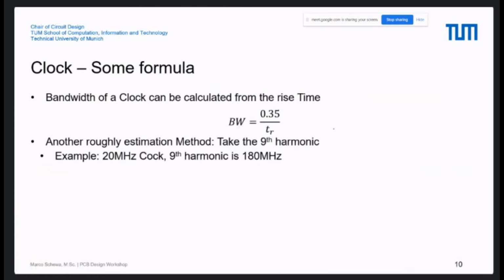And maybe you already know it. If you have a clock signal and you do a fast Fourier transformation, then you have here one point. Let's say this is 1 gigahertz.